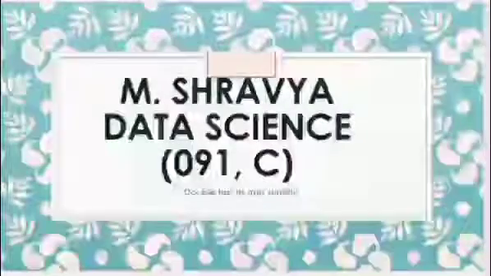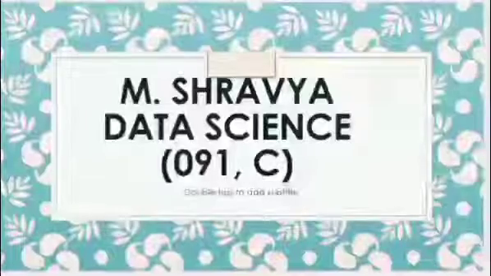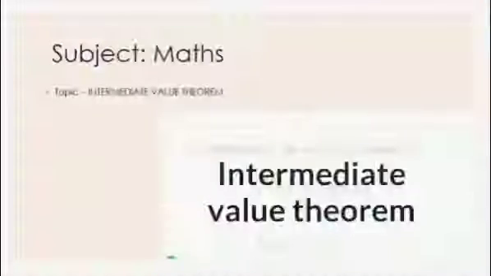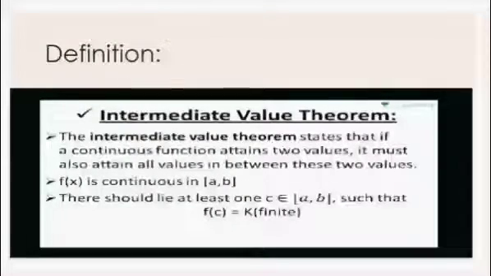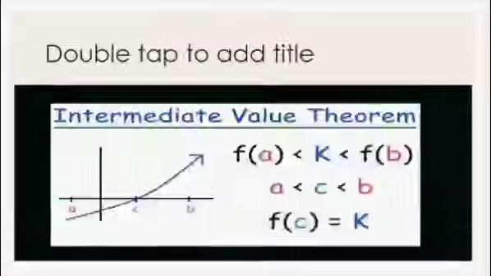Today we are going to discuss the intermediate value theorem. The theorem states that if a continuous function attains two values, it must also attain all values in between these two values. f of x is a continuous function on the closed interval a comma b. Then there lies at least one c belonging to the closed interval a comma b such that f of c is equal to k, a finite value.